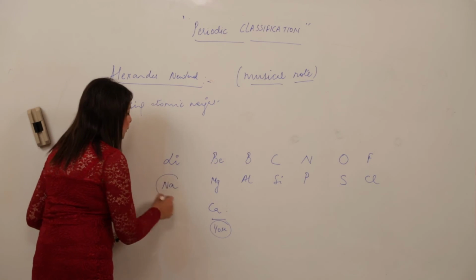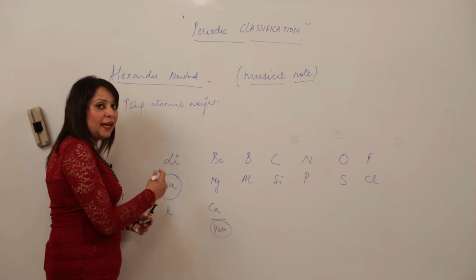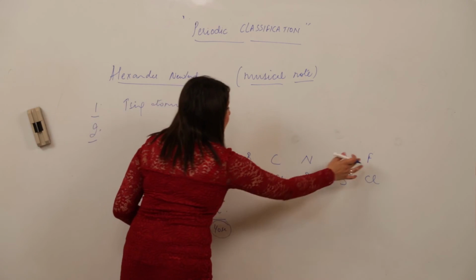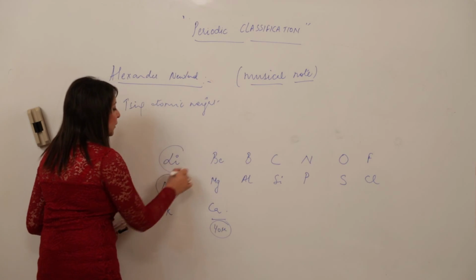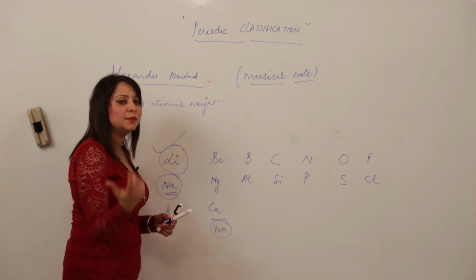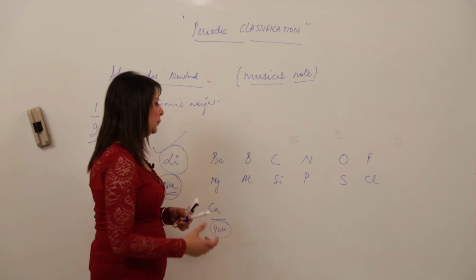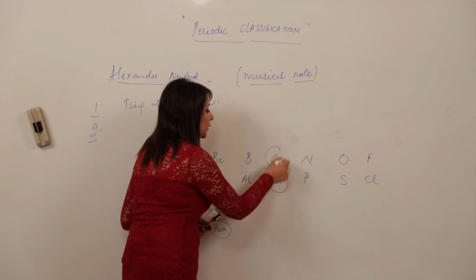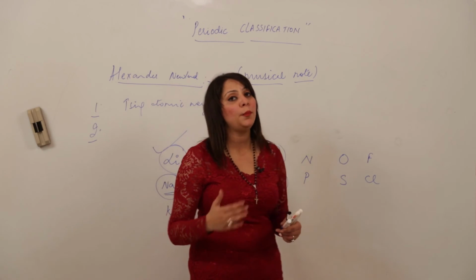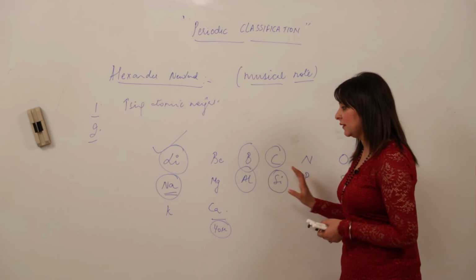Like if I want to look for which element sodium resembles, I just count 8 from that. Sodium is the 8th element: 8, 7, 6, 5, 4, 3, 2, 1. That means it is similar to lithium. So as sa is similar to sa, the first note is similar to the 8th note. Similarly, every 8th element repeats the properties of its first element. Like silicon repeats the properties of carbon, aluminium repeats the properties of boron. So this is how he arranged the elements.